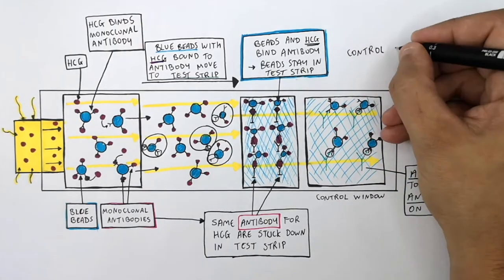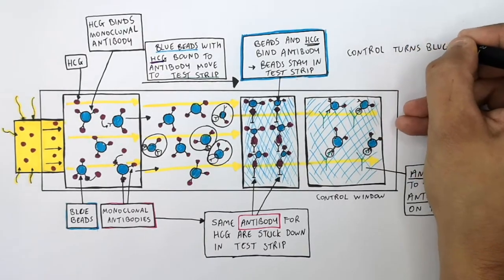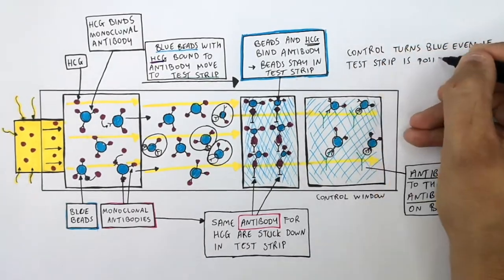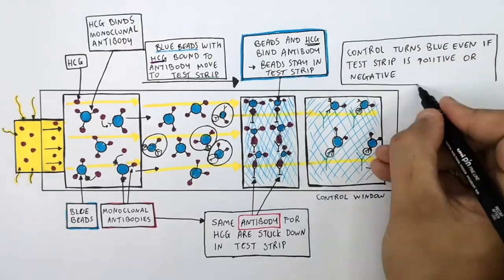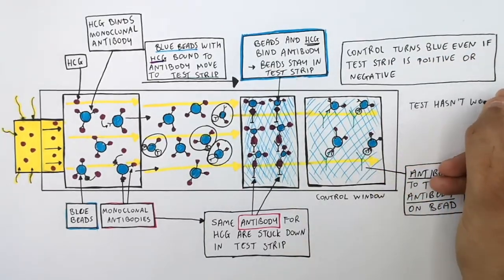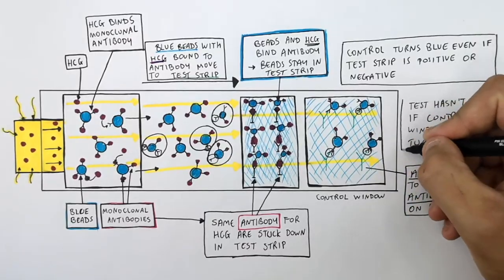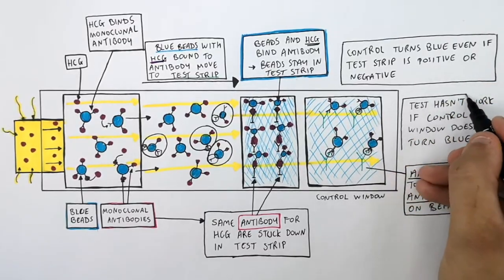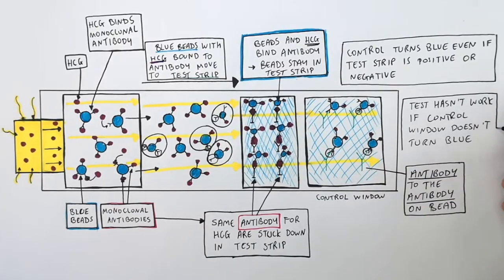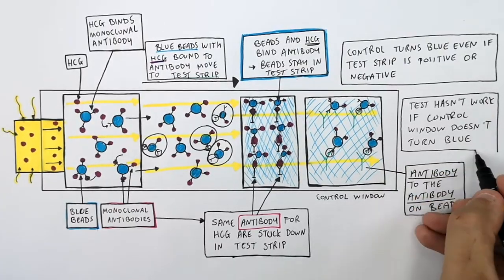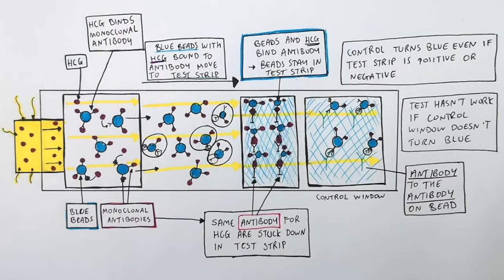So the control window will turn blue even if the test strip is positive or negative. So the test hasn't worked if the control window doesn't turn blue. So if the test strip turned blue but the control window doesn't, you must take another test. If there are no lines present, you must take another test.